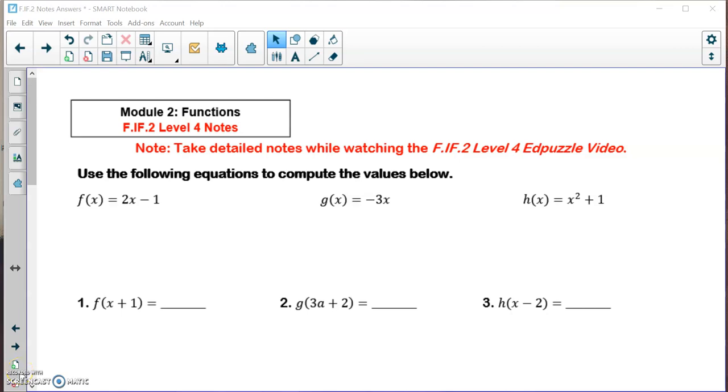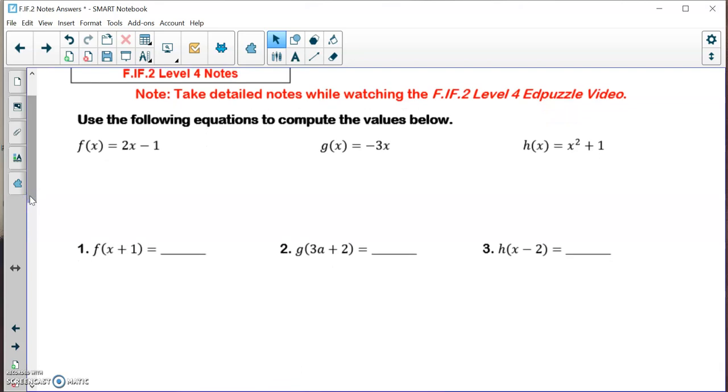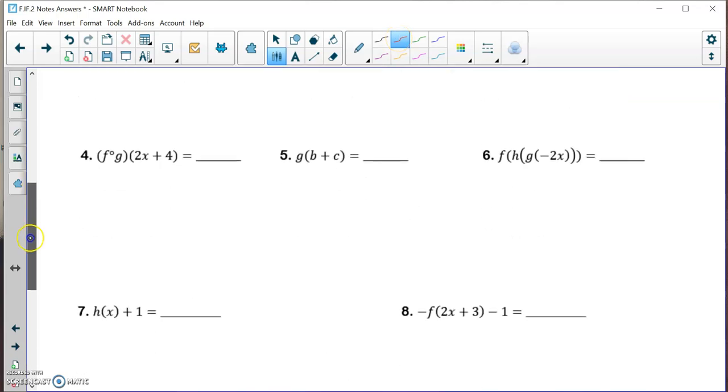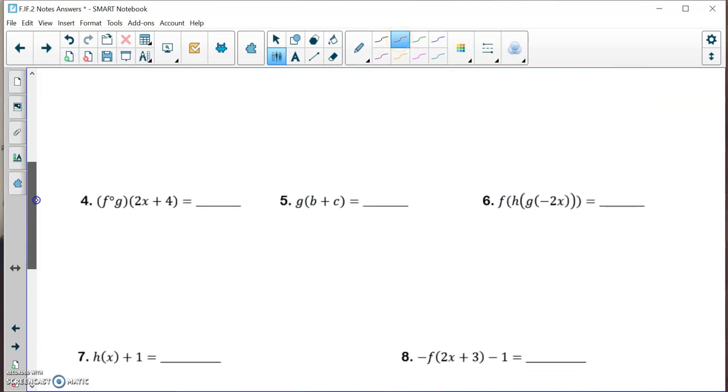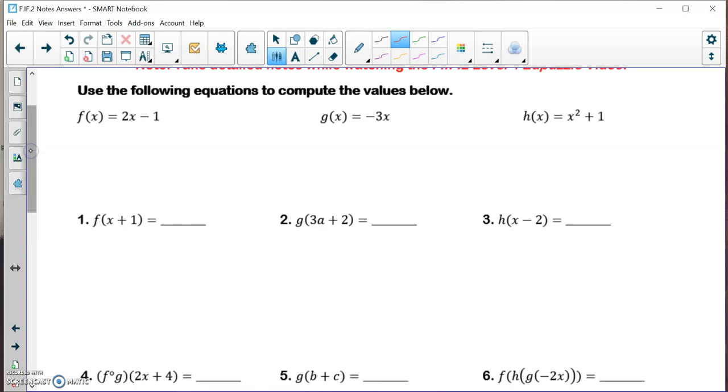Alright, so now we're going to complete the level 4, and we're going to use the following 3 equations here to compute the values below. So we're always going to refer back up to these 3 except for number 9. Alright, so number 1, we want f of x plus 1.